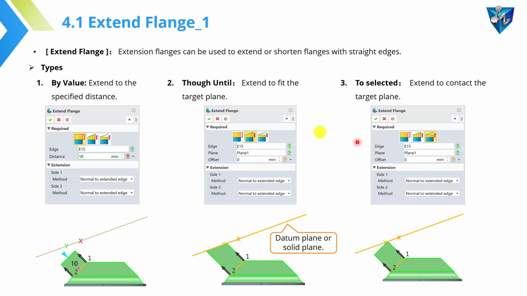Here you can see three methods: by value, through into, and to select it. The first one is extend the flange by typing its values, which can be positive or negative. And the second and the third methods are quite the same, which is extend to a reference plane. But the difference is to extend to fit the plane or just stop to contact the plane.